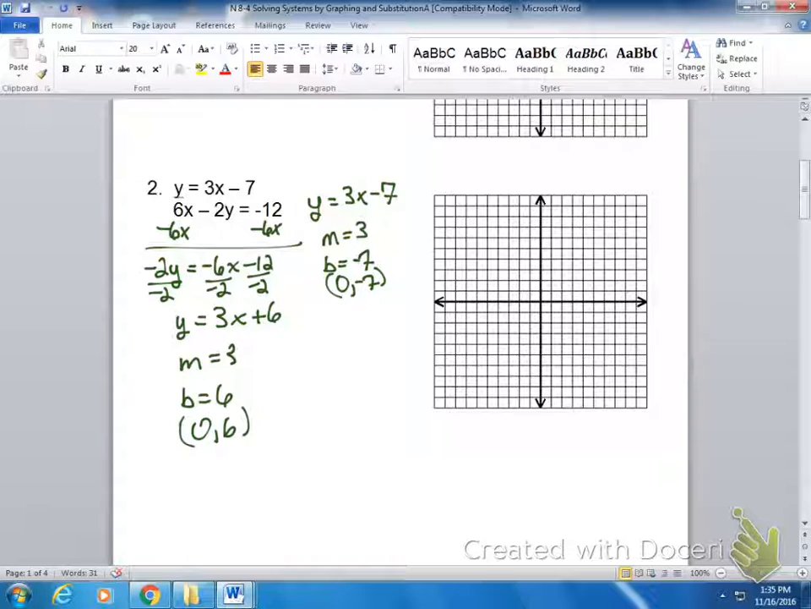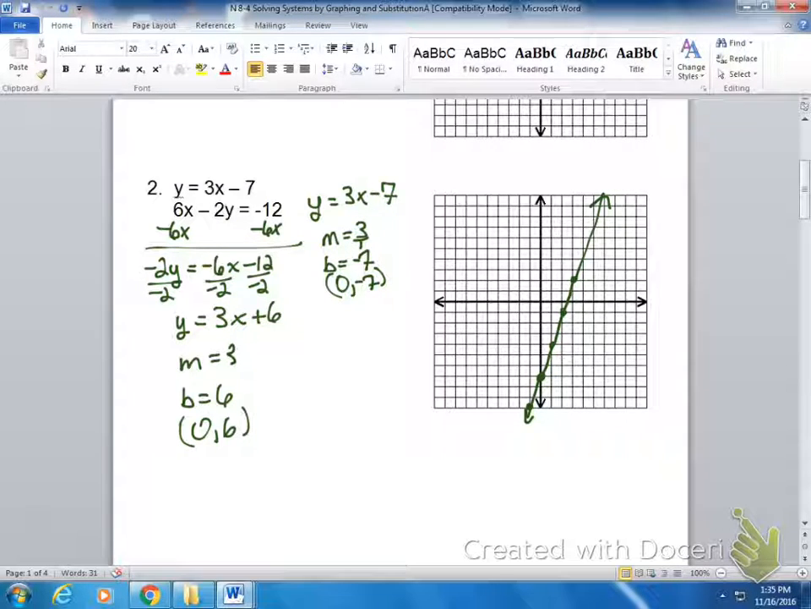So guys, I'm going to go ahead and start graphing that. (0, negative 7) is right here. I have a slope of 3, so I'm going to say it's 3 over 1. Up 3, right 1. Up 3, right 1. Or down 3, left 1. So there's my first line.